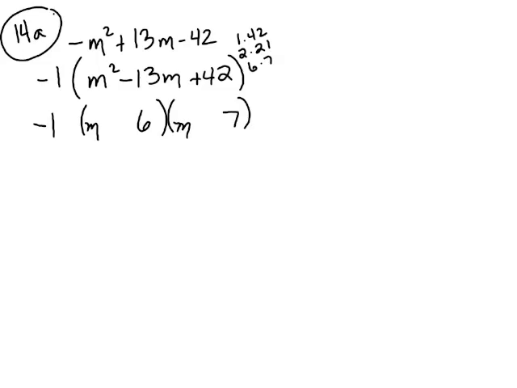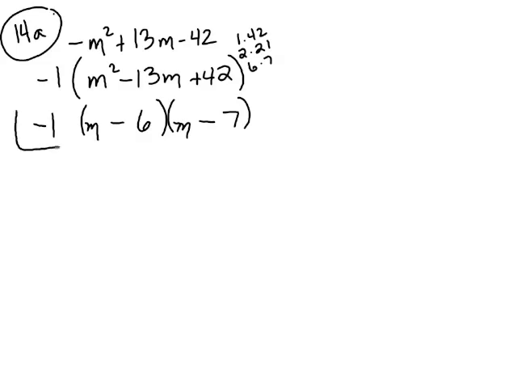6 and 7. Positive or negative? Both negative. How did you decide? Because negative 6 times negative 7 would be positive 42, and negative 6 plus negative 7 is negative 13. Okay. That's the tricky part, figuring out where your signs go. Negative 6 and negative 7 will get me my negative 13m.